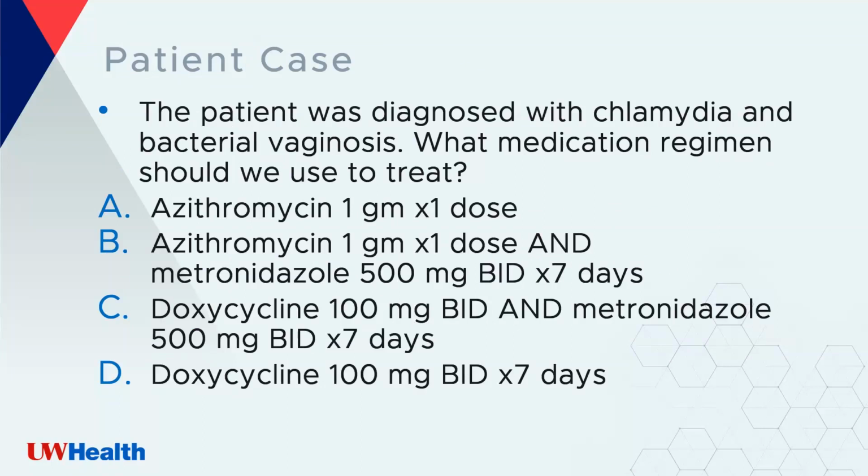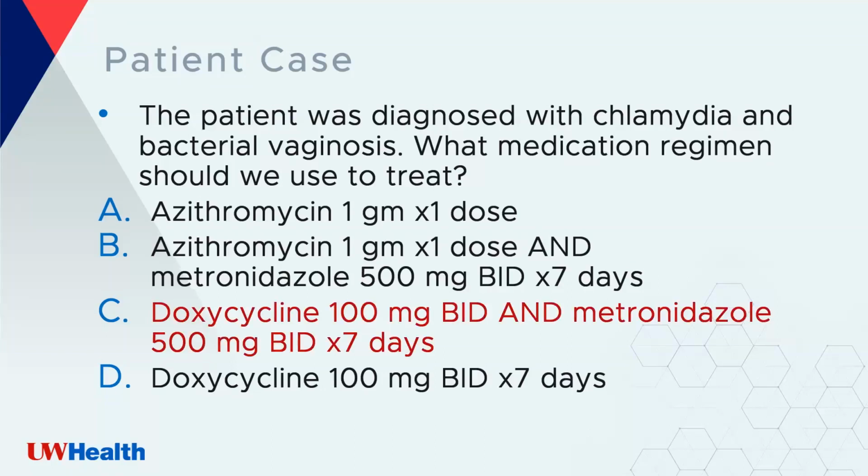And for this one, I know we haven't talked about bacterial vaginosis, but I do see some C's coming through the chat. So that is the correct answer for this one as well, where Flagyl is the treatment choice for bacterial vaginosis, and then reemphasizing that doxycycline is our go-to agent for chlamydia infections.